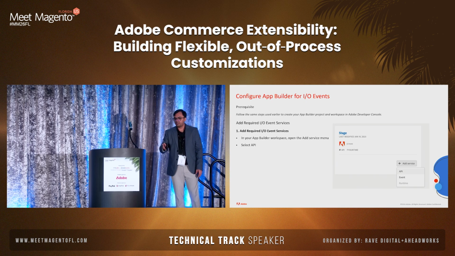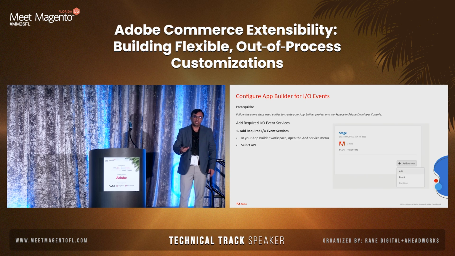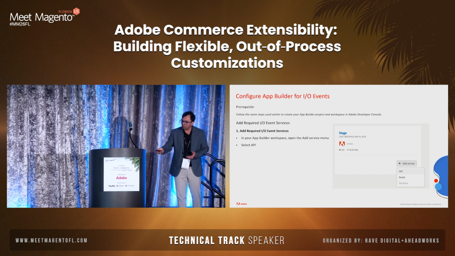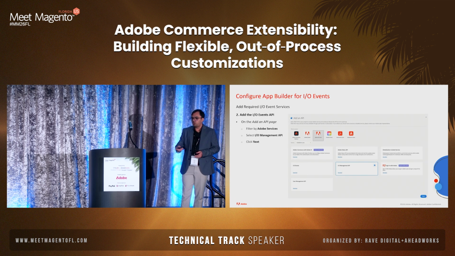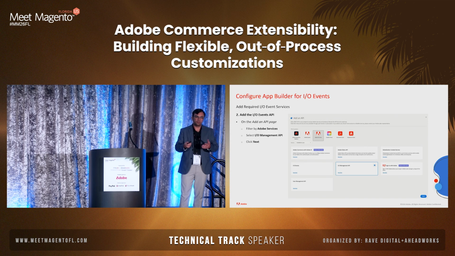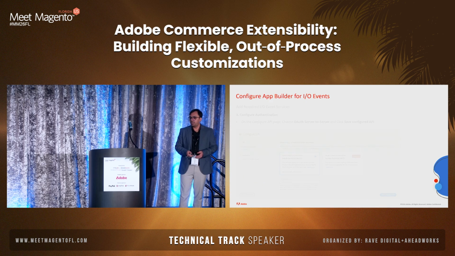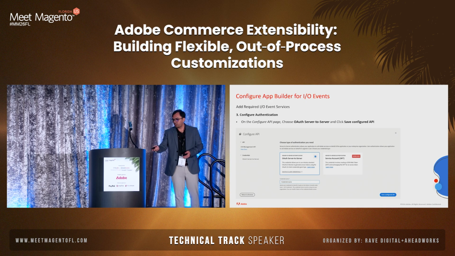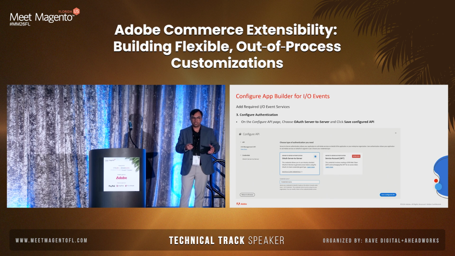You just have to add some services to run the I/O events on your App Builder application. So select add service, and then click on API. And then you have to select an I/O management API. That's the first service that you need to add to run the I/O events. And then you save the configuration with your OAuth server, so that it's a way to communicate between your App Builder application and your I/O events.